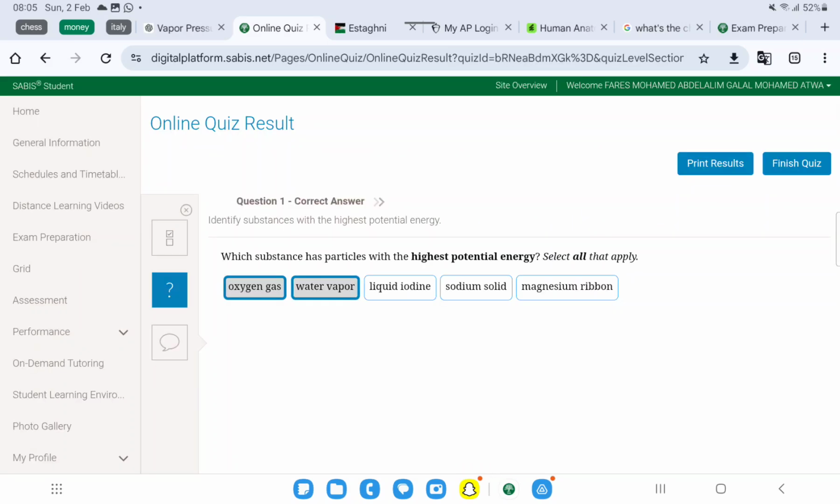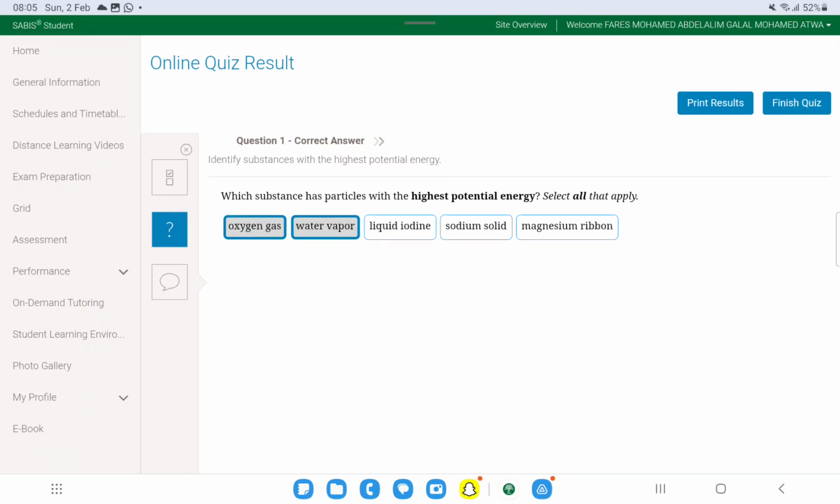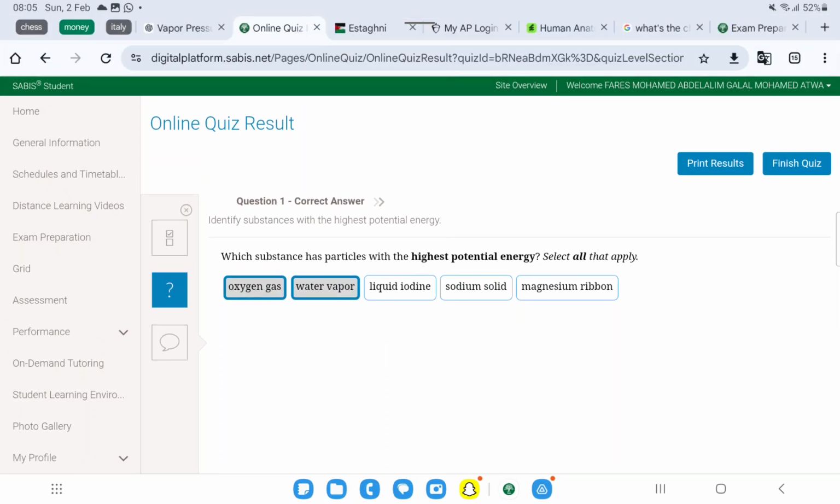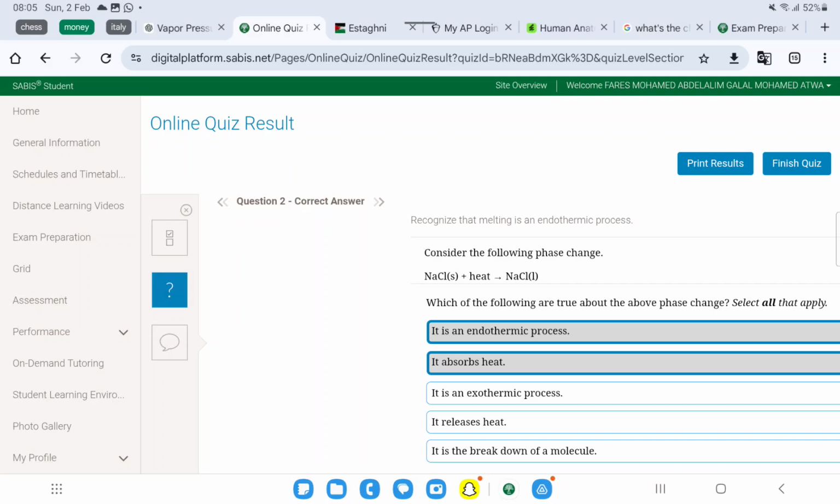Now this is section 6.1. Which substance has particles with the highest potential energy? So when we're talking about the highest potential energy, it's always about the gas particles. Gas particles have the highest potential energy. So oxygen gas and water vapor. Liquid iodine, it's liquid, so it's not the highest, or sodium, or solid, or a ribbon, magnesium ribbon, solid again.